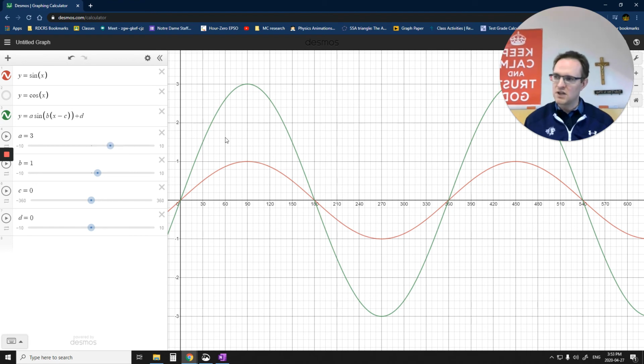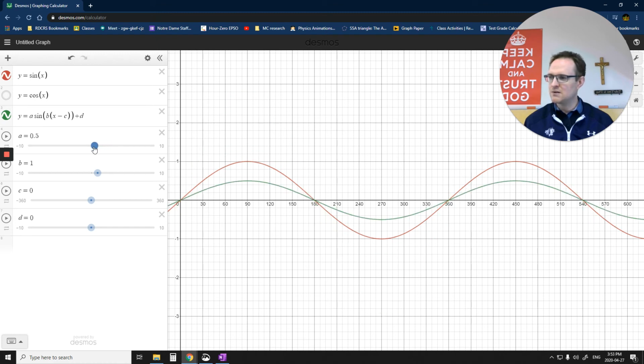Okay, stretch factor is 3. My amplitude is 3 because I measure from the midline, so that's the center line down here. To the top is 3, to the bottom is also 3. And my A value is 3, so my amplitude and my A values are the same thing so far.